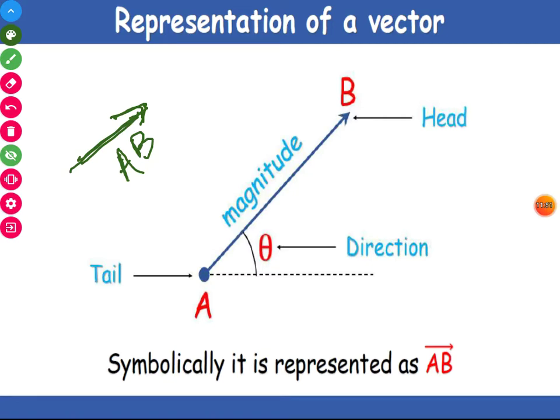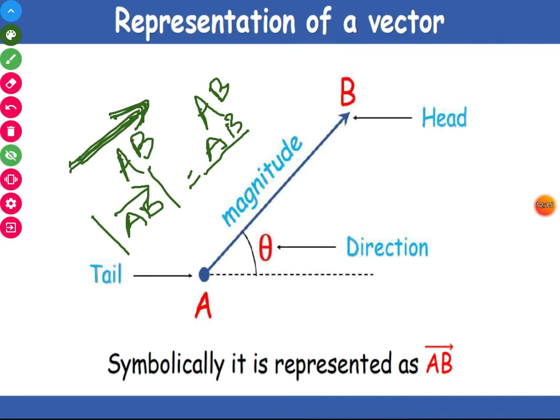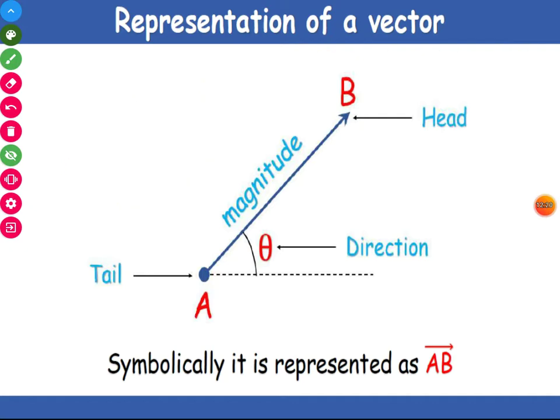Vector AB is represented by this, and AB is represented by this. If there is no arrow sign above the AB, then it is a scalar quantity. Sometimes we represent the magnitude of AB as vector AB, mod of vector AB, or simply AB. So whenever you see AB, that means magnitude. Whenever you see AB along with the arrow sign, then it is a vector quantity.